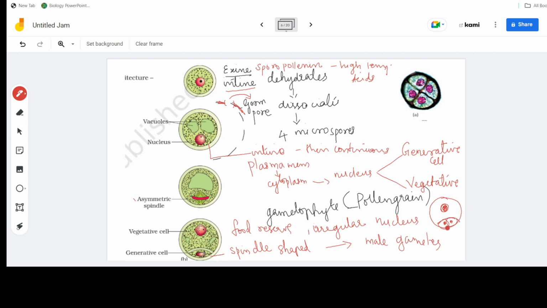These two are the male gametes. At this stage the pollen grain is released out of the sporangia. It is the dehiscence of the anther releasing the pollen grain.